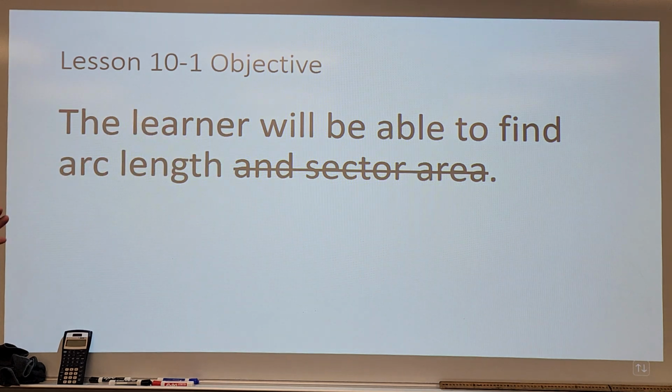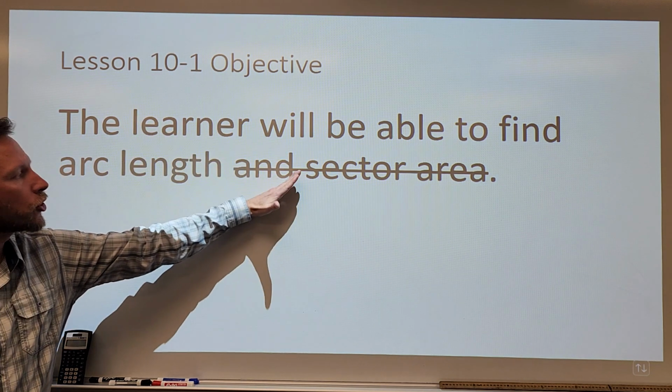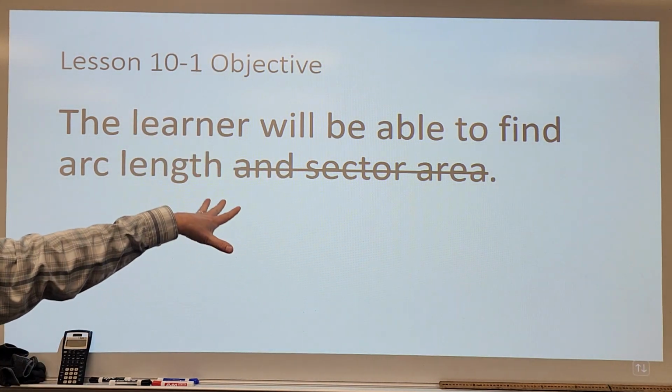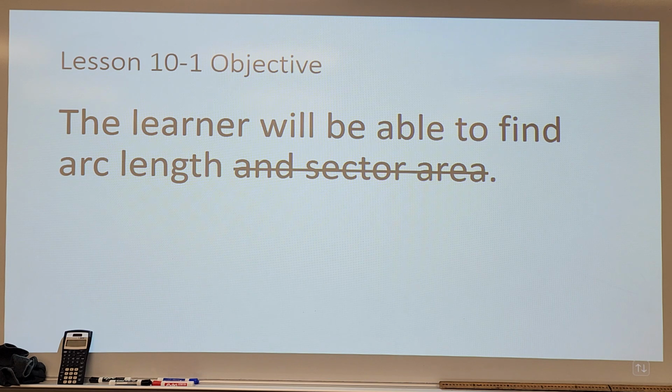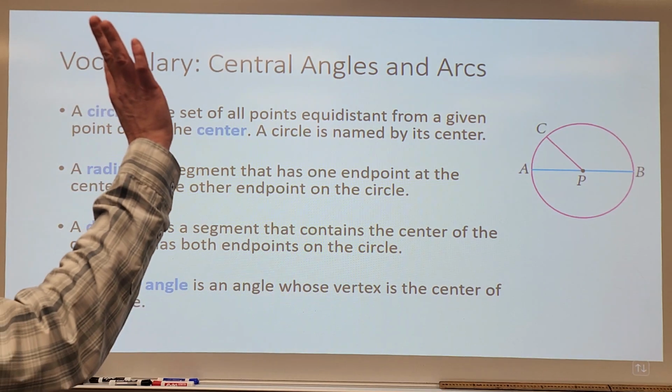Our goal in this first lesson is to focus on arc length. Part 2 of lesson 10.1 is going to deal with the area of sectors. We're not going to deal with that in this video. So the first part is, let's just get our bearings on some of the key vocabulary and key ideas when dealing with circles.